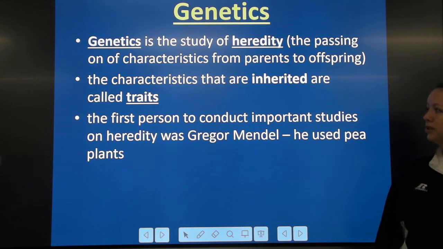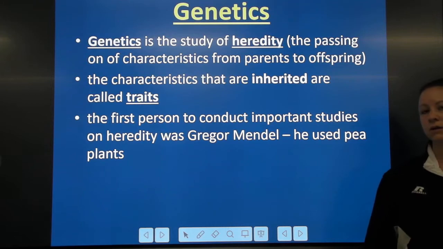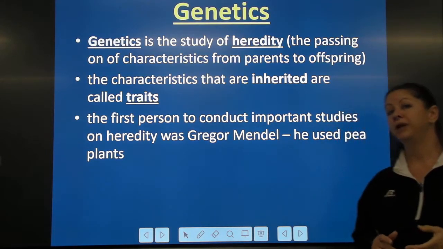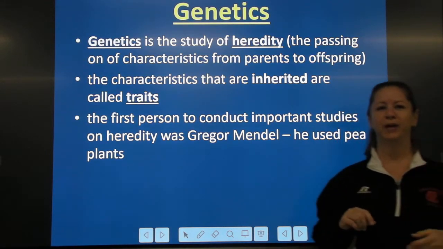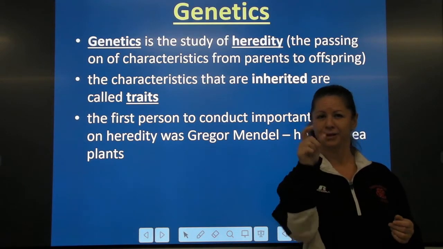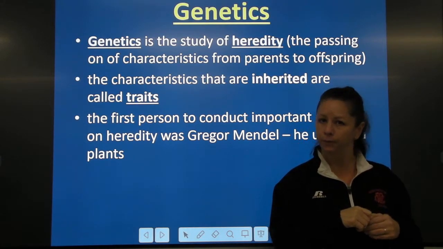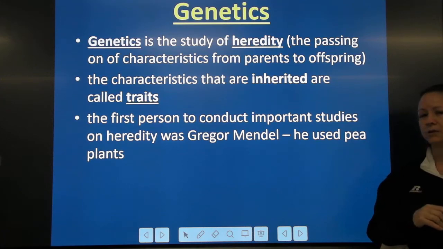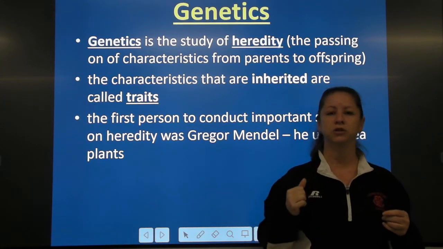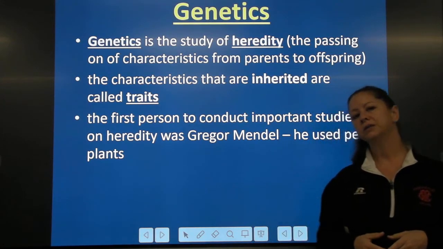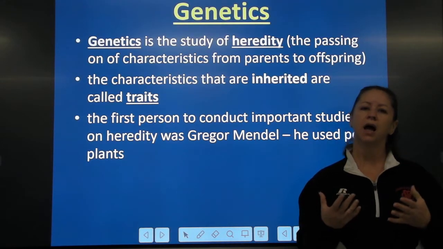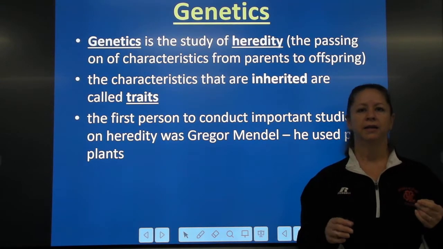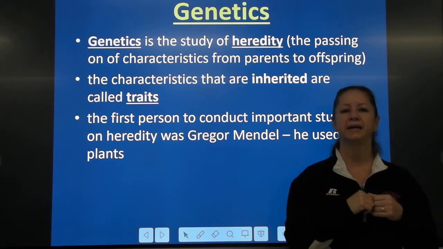Now, the first person to conduct important studies on heredity was Gregor Mendel. He used simple little pea plants. You know those little green peas that you probably like to throw at each other across the table? Well, those are the pea plants that Mendel was using, and he studied them because they were very simple, and they had a lot of different traits that came in only 2 varieties.